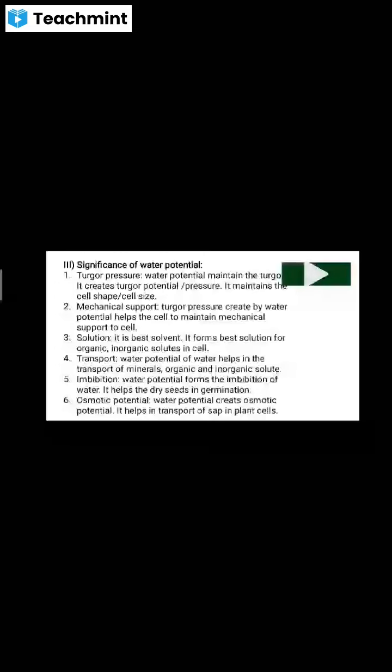That means water is the best solvent. It can form the best solutions for different types of organic and inorganic solutes present in the cells. Then water potential also helps in the transportation of some minerals, organic and inorganic salts.